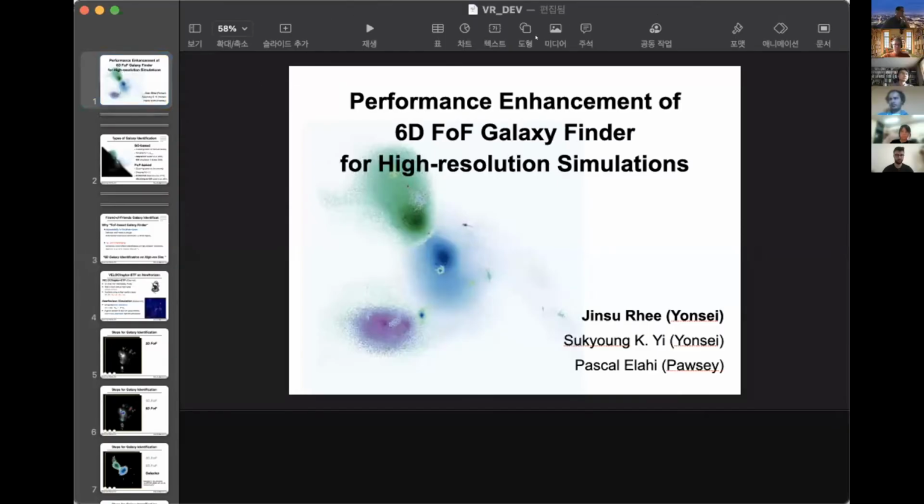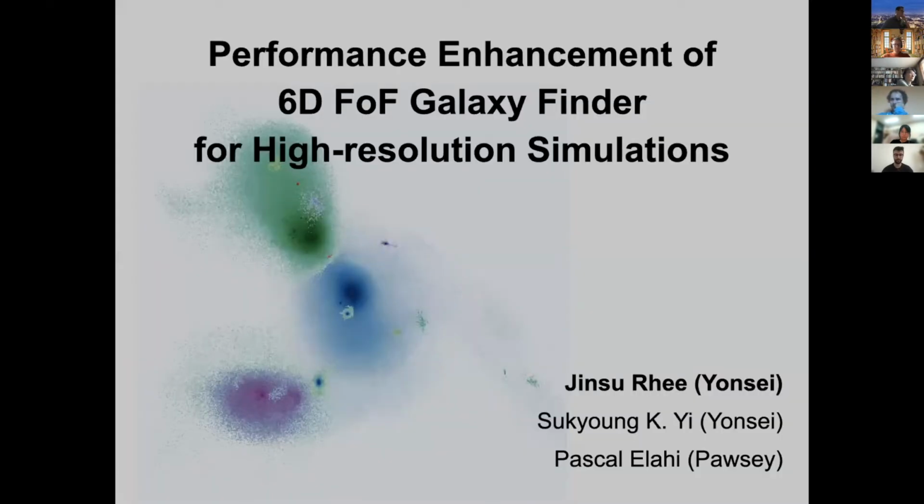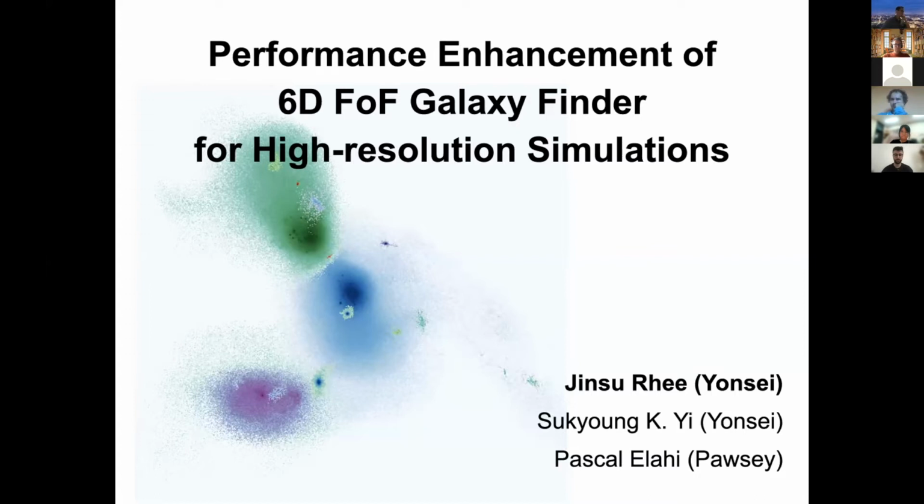Great, thank you. So now we listen to Jinsu Rhee, who is going to talk about a six-dimensional galaxy finder for high-resolution simulation. Jinsu, I will give you a warning 3 minutes before the end of your talk. Okay, do you see my slide? Yes. Okay, good. Hello, everyone. Hi, I'm Jinsu Rhee, a PhD student from Yonsei University. Thank you for giving me an opportunity to share my result, and I apologize for my title being changed at the last minute. My new title is the Performance Enhancement of 6D Friend-of-Friend Galaxy Finder for high-resolution simulations.